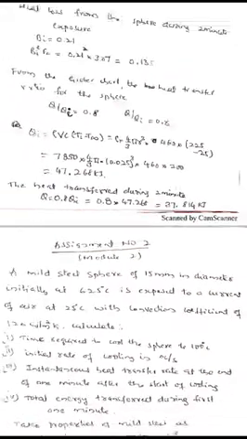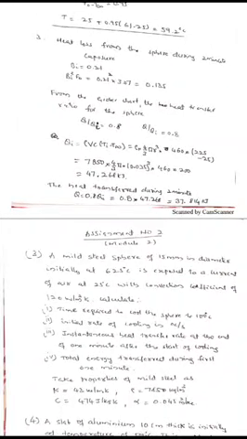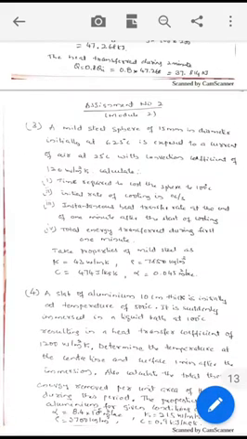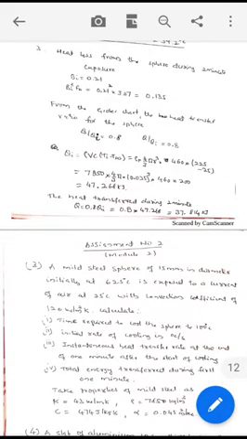So thus I have solved 5 problems using the Heisler charts. Whatever the problems may be, you just follow the same procedure: find out whatever quantities are required for the charts, and accordingly refer to the charts and solve the problems. So I have solved some problems on Heisler charts. Please go through them.